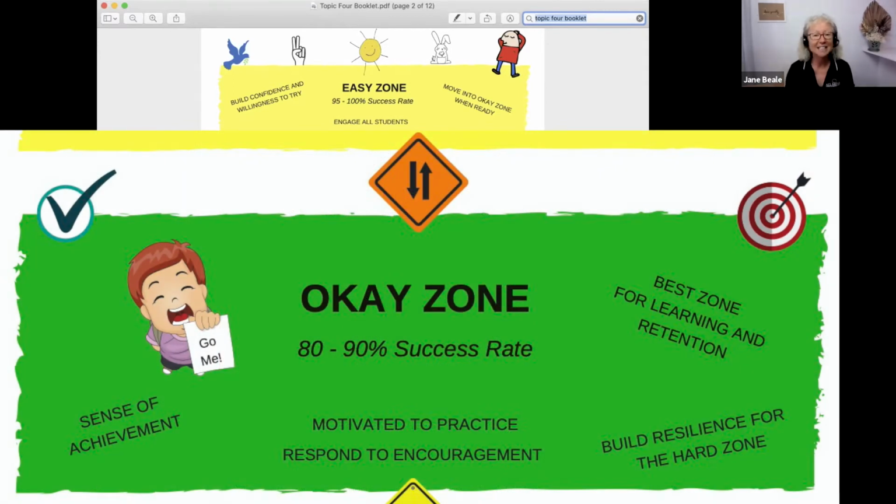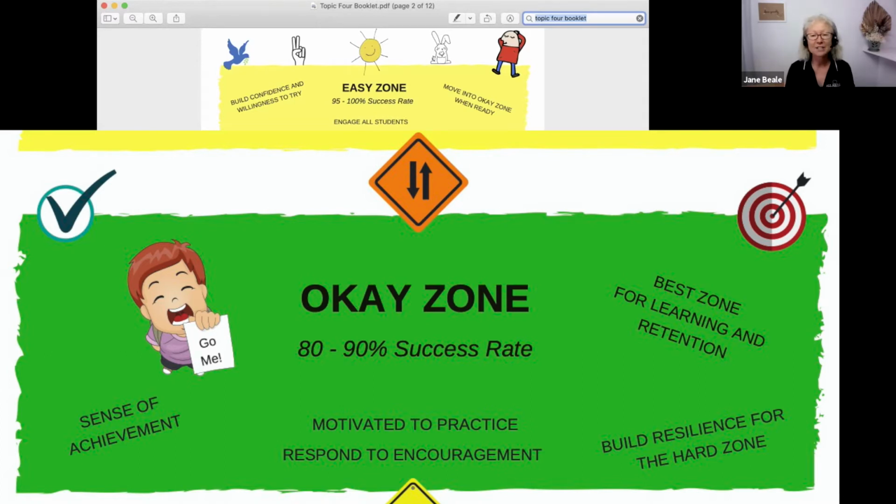Let's look at the green okay zone. What can we see? A tick? What do you think of when you see a tick? I got it right. How do you feel when you get something right? Go me. So the okay zone is where you're getting 8 out of 10 or 9 out of 10 right. It means you're having to try because you're occasionally getting it wrong, but you're mostly getting it right. But because you're sometimes getting it wrong, when you get it right, you do feel like go me. And there's that sense of achievement. Can you see the target and you've hit the target? The okay zone is where you know what you're aiming for and you're proud of when you get it.